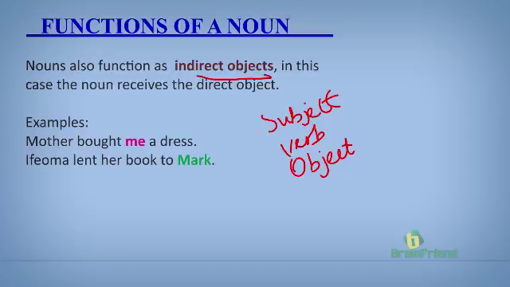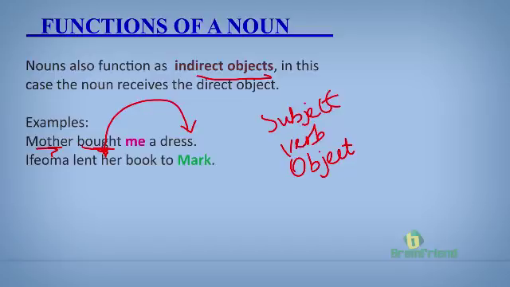Mother bought me a dress. Who bought? Mother. She's the one that performed the action. So, subject. Follow me carefully. What did mother do? She bought. Action. Now we're going to look for what she performed the action on. What did she buy? We're looking at the verb now. She bought a dress. This is the main object.